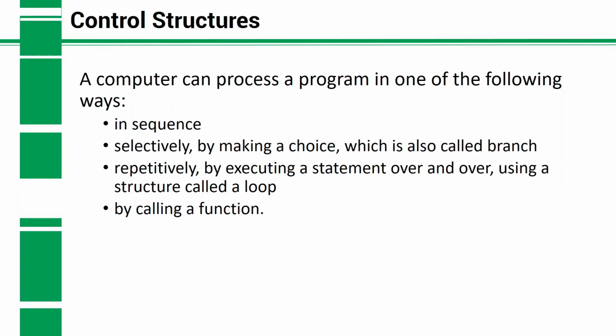First, in sequence. Next is by selection. Yan yung pag-aaralan natin ngayon. It means by making a choice, which is also called a branch. Next, by repetition. So the statements are being executed over and over again. Usually we call it a loop. And lastly, by calling a function that would be discussed in the future.